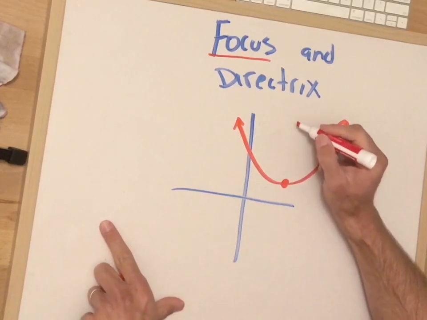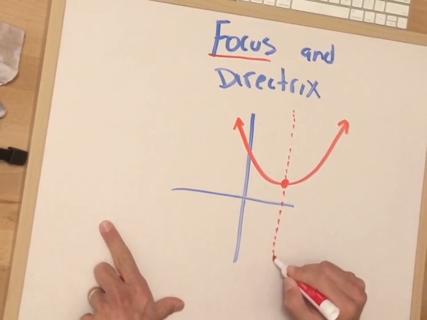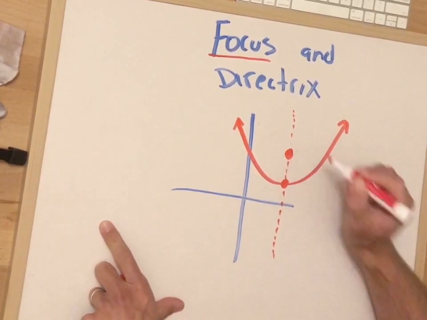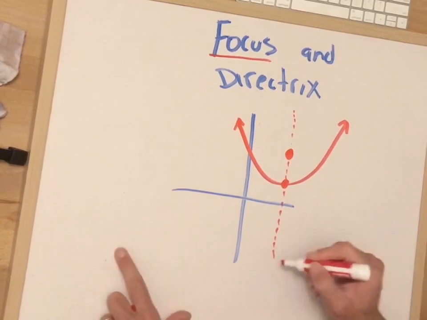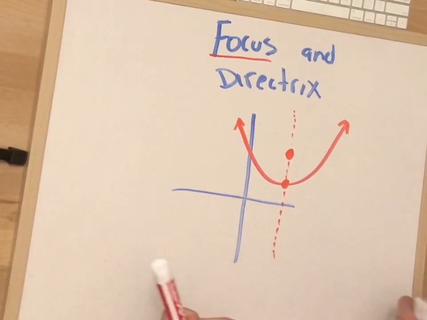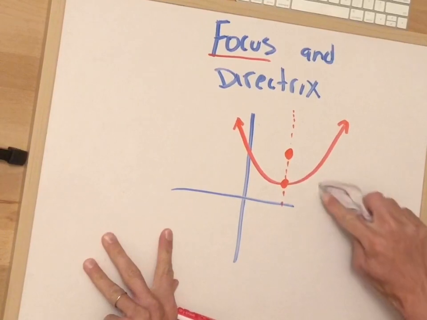Now what happens is, if you were to draw your axis of symmetry from last year, the focus is on that axis of symmetry. It's that imaginary vertical line that goes through the vertex. The focus point is on that imaginary axis of symmetry.